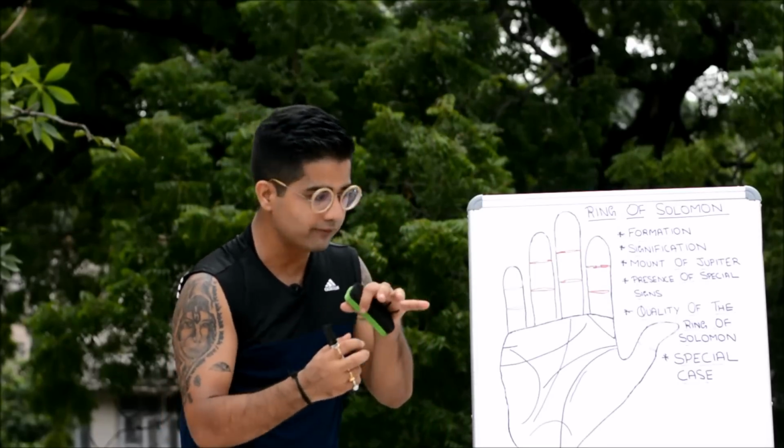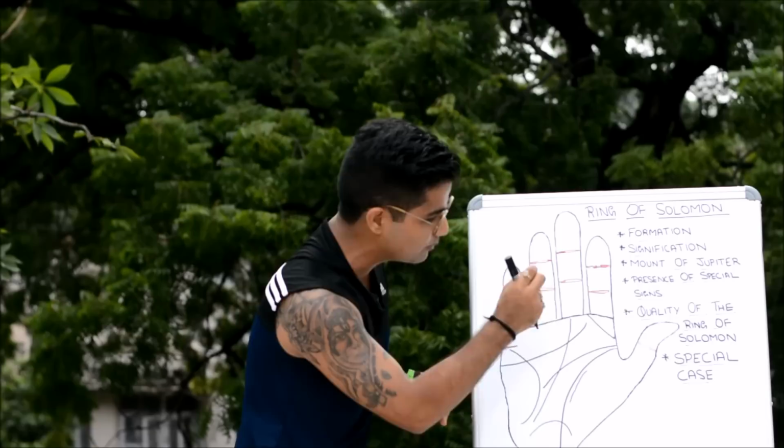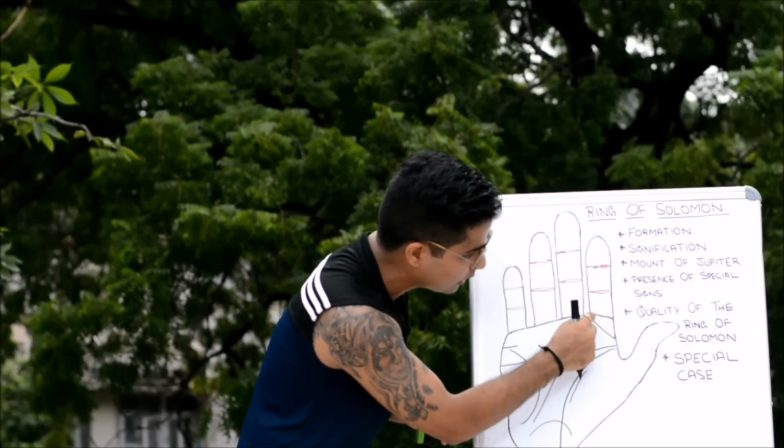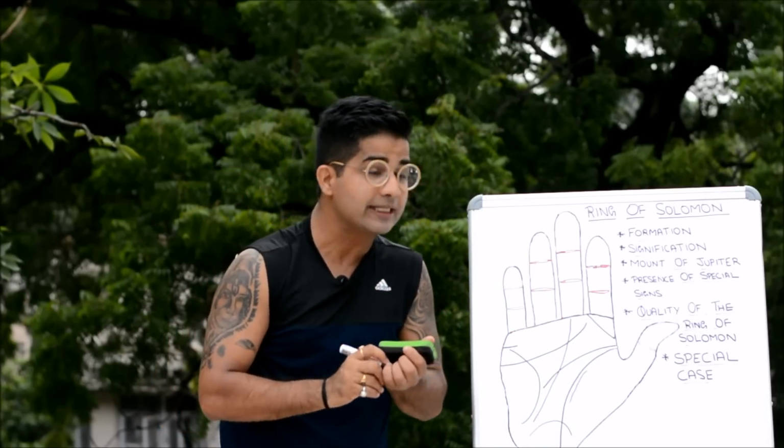So I'll just give a proper description of this line. So this is where Ring of Solomon can be spotted on the palm. This is always found on the mount of Jupiter, encircling the mount of Jupiter. Now comes the part of the signification of this line.